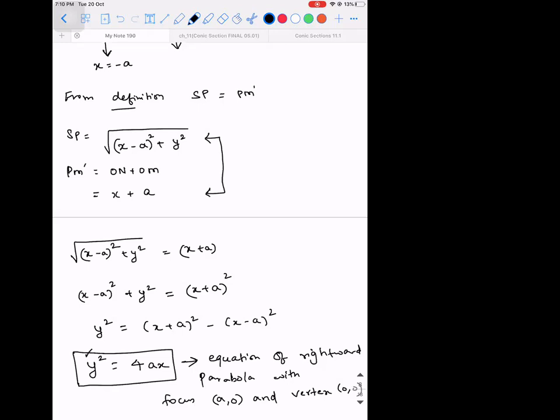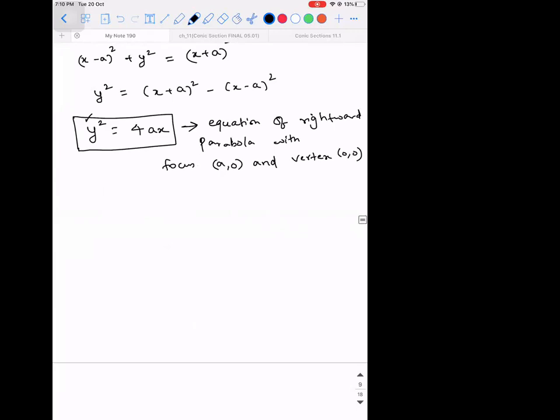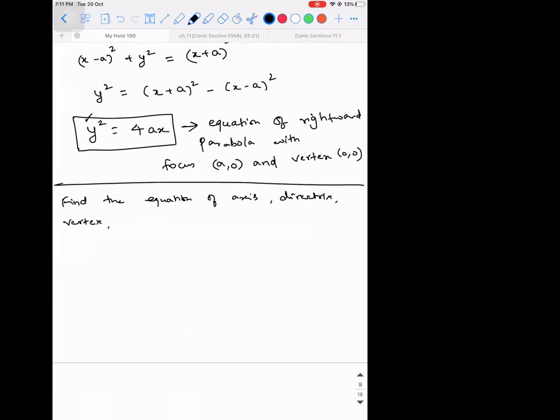So got it? Yes. The kind of questions you will get is: find the equation of axis, directrix, then you need to find the vertex and focus of the parabola y square is equal to 16x. If suppose you get a question like this.